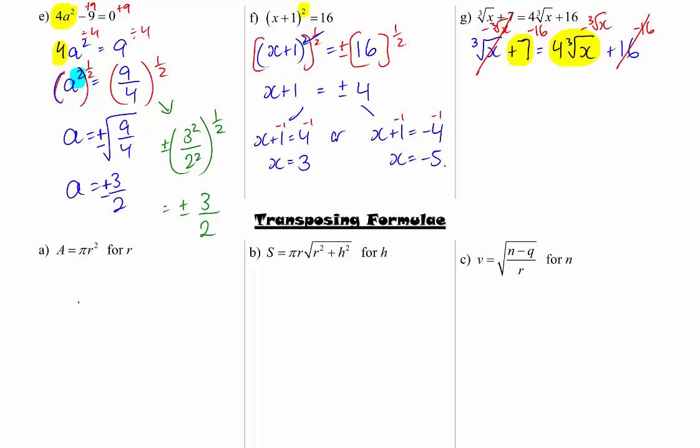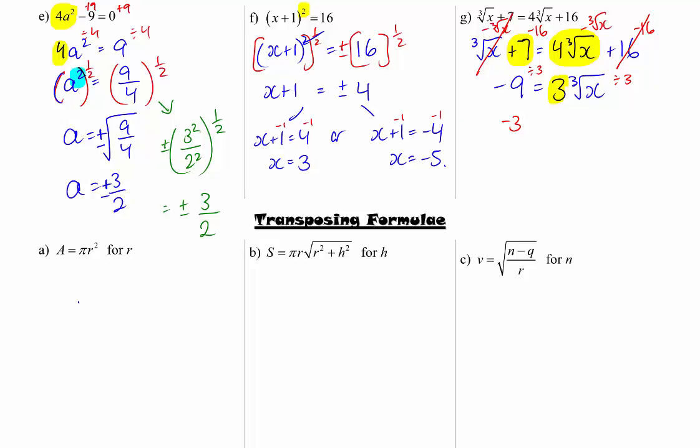So I'm left with 7 take away 16 is negative 9, equals 4 cubed root of x minus cubed root of x is 3 cubed root of x. I now have to get rid of this 3 because I can't get to the x until I do. So I'm going to divide both sides by 3. So negative 9 divided by 3 is negative 3.